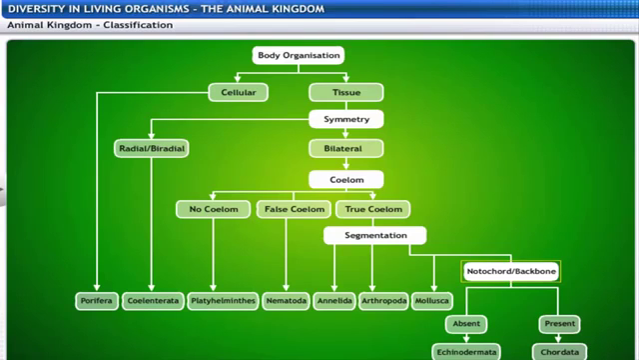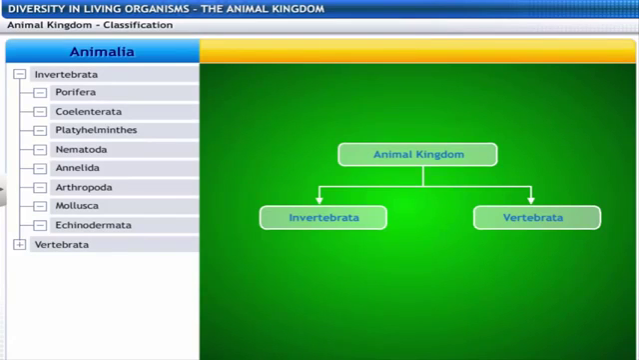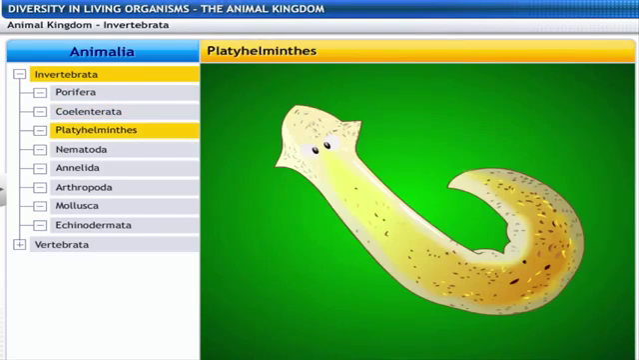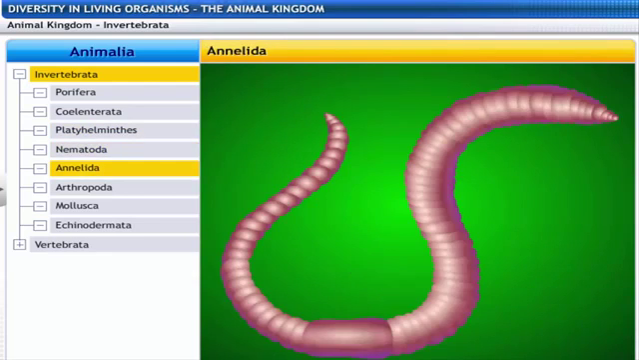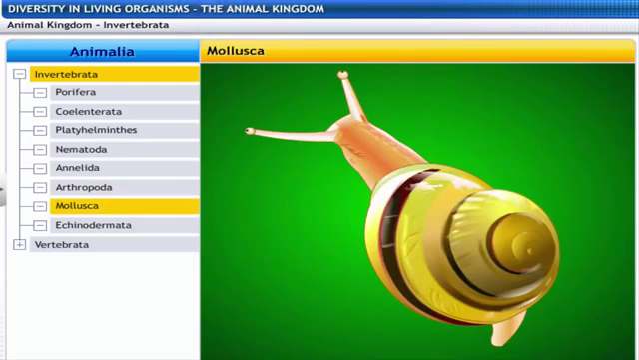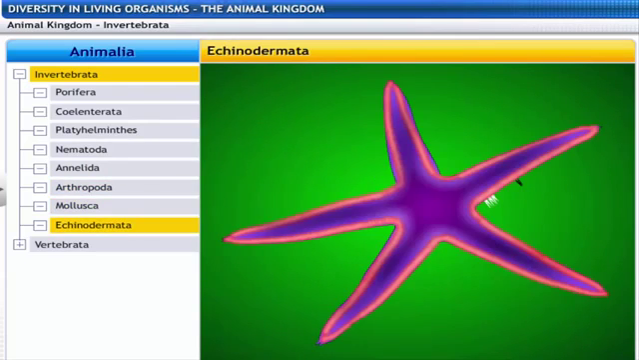The animal kingdom, called Animalia, is classified into 2 subkingdoms, Invertebrata and Vertebrata. The subphylum Invertebrata is classified into Porifera, Coelenterata, Platyhelminthes, Nematoda, Annelida, Arthropoda, Mollusca, and Echinodermata.